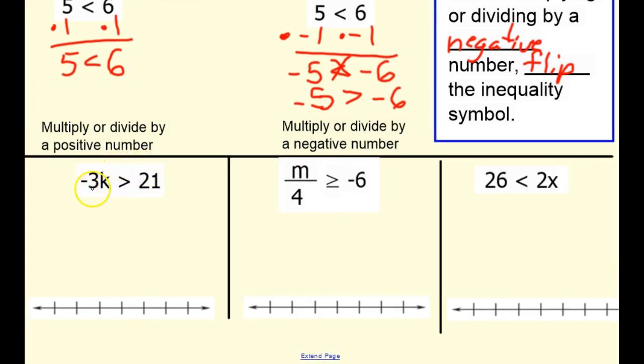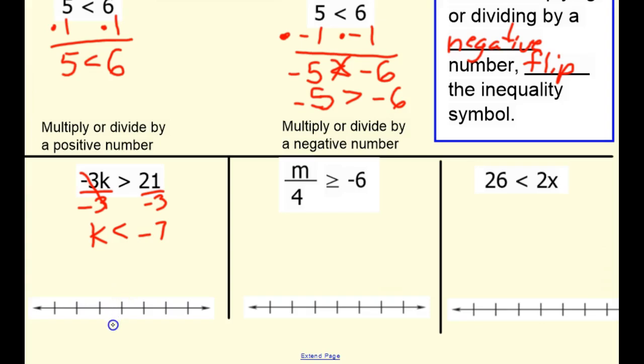Down here, we have -3k is less than 21. So to get k by itself, we have to divide by -3. Now these -3's cancel out. We get k and -7. But we divided by a negative number. So instead of less than now, we have to flip it and make it greater than.